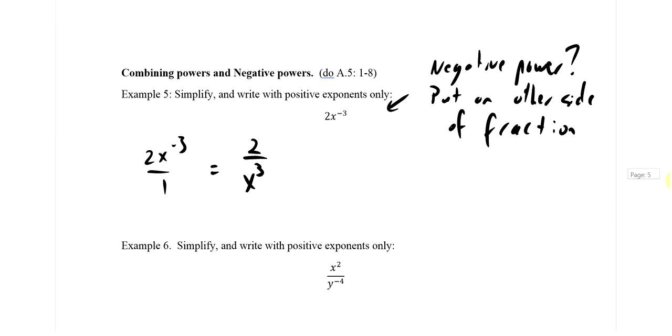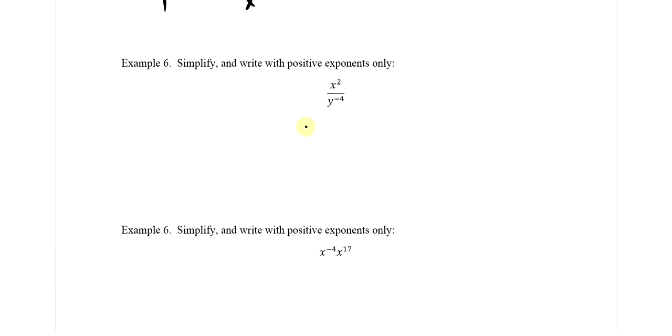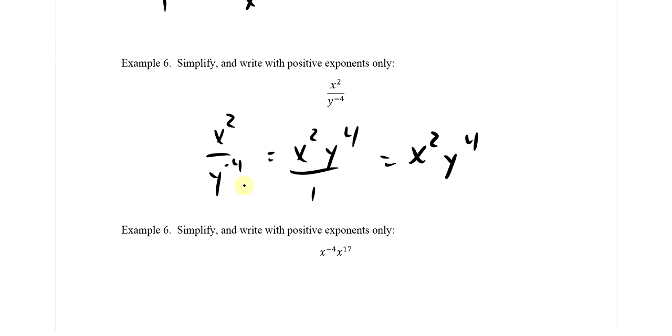Right, same thing here, x squared over y to the minus 4th. Well, we move this to the other side of the fraction, which means move it up to the top. Technically there's a 1 in the bottom there, but we never write the 1 in the bottom, because when the y to the minus 4th moves out, there's a 1 left behind.